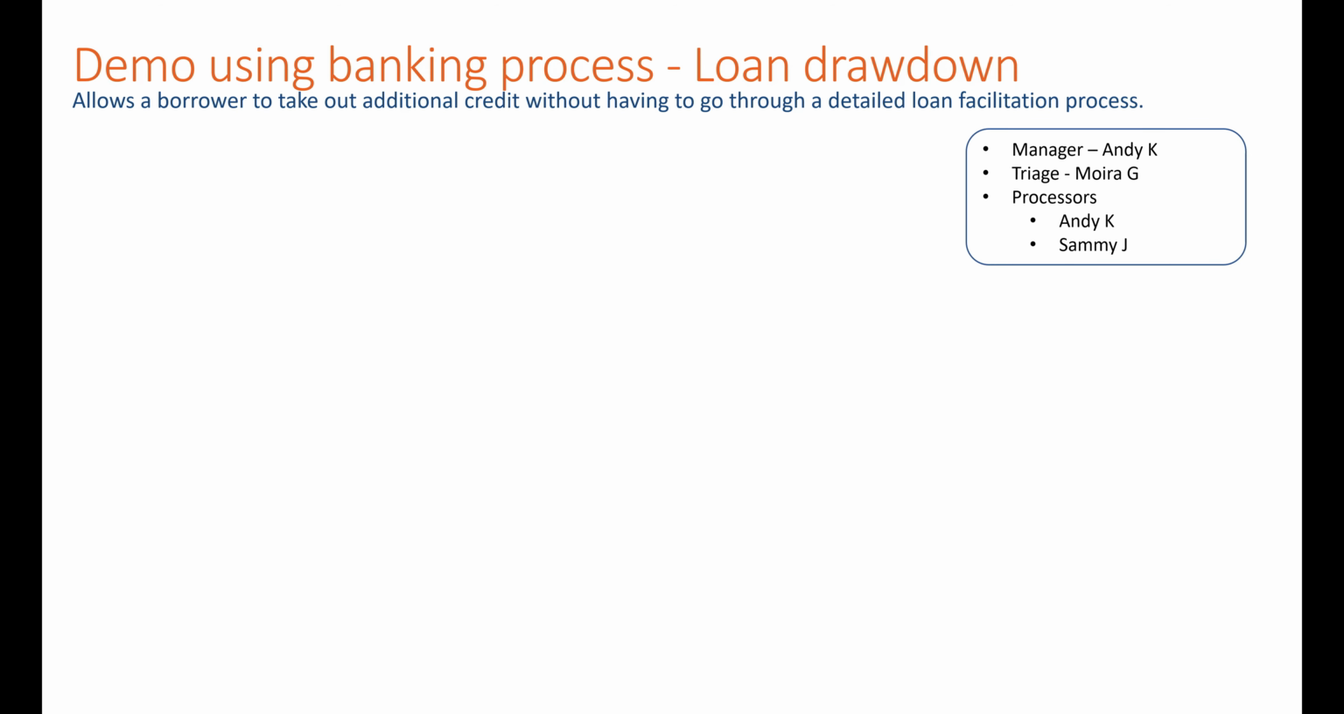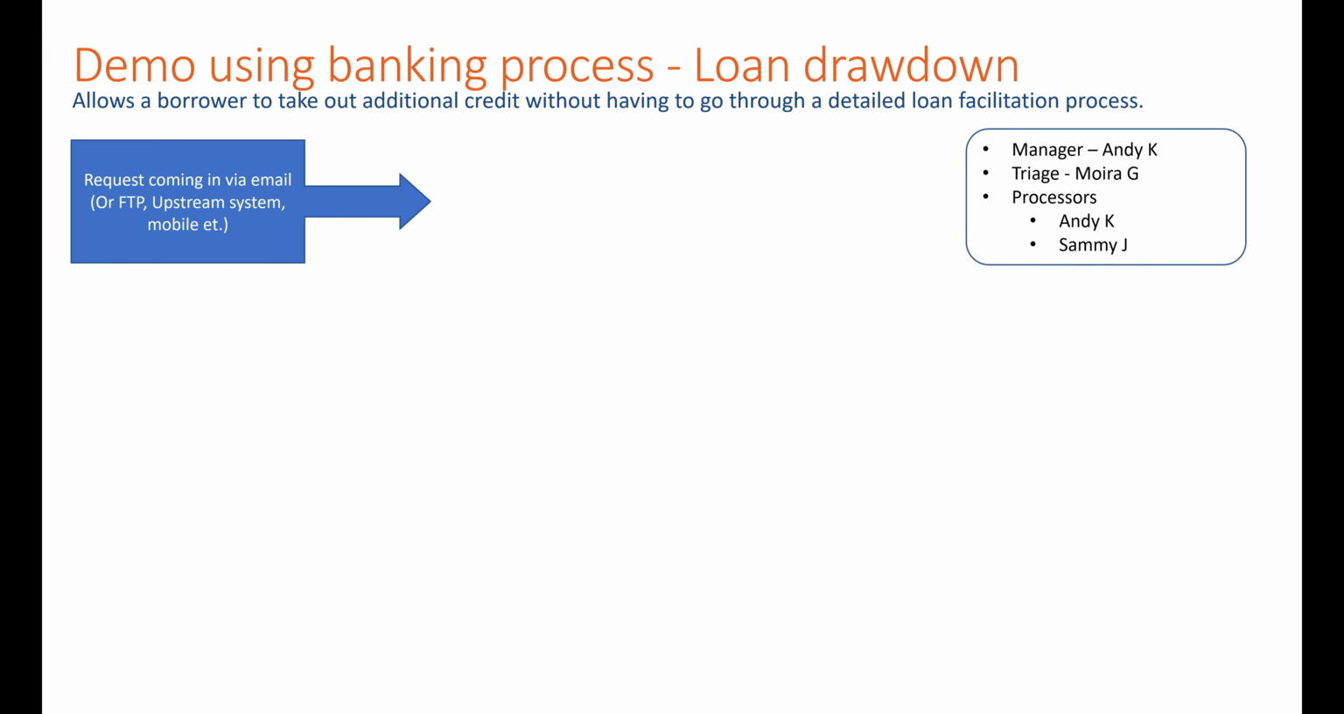We have three actors, Andy, Moira, and Sammy, who work on this process. Andy is a manager responsible for the loan process. Andy also is a processor himself. Moira's job is to triage work. Moira decides what needs to be done and which team needs to do it. Sammy is a loan processor and works in Andy's team on various subtasks in the loan process.